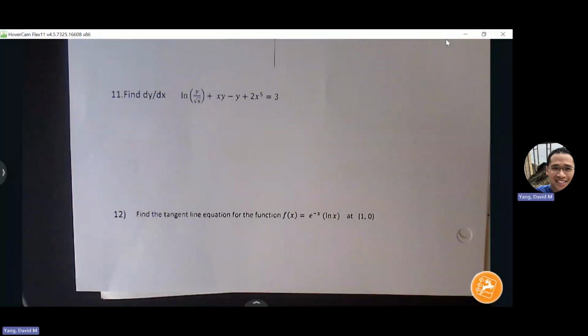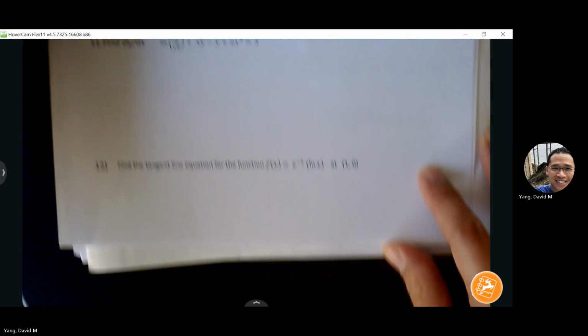Okay, so number 12 says find the tangent line equation. So we start off, we need an ordered pair, we need a slope. To get to the slope, we have to find the derivative. What's involved here if we want to find the derivative? Product rule, yep.